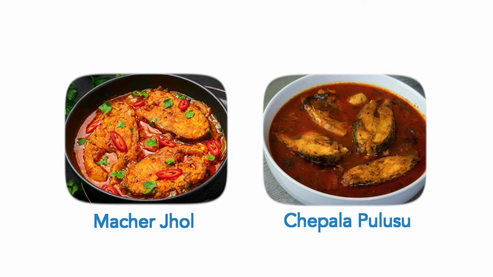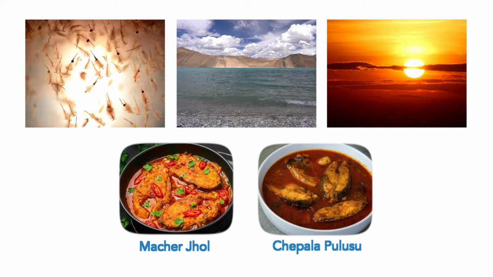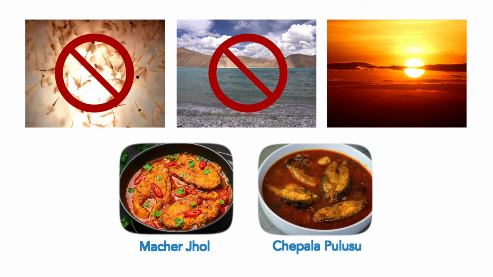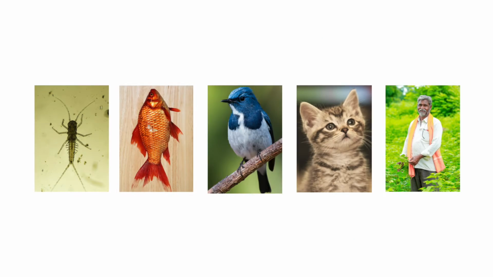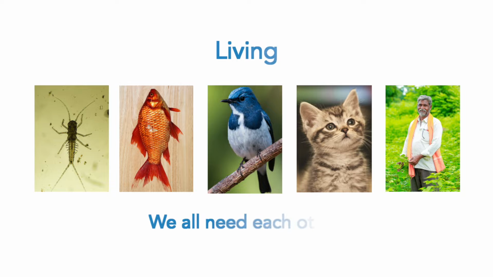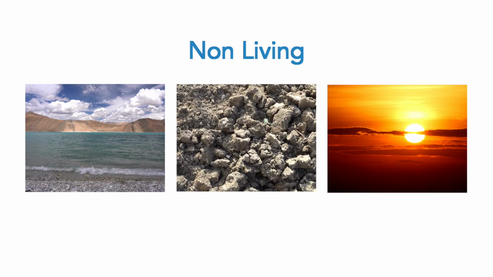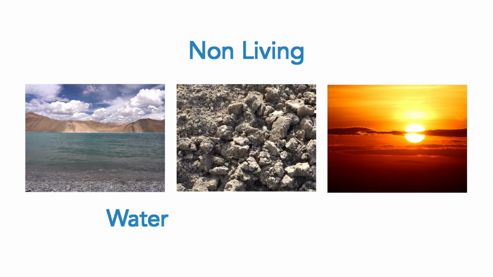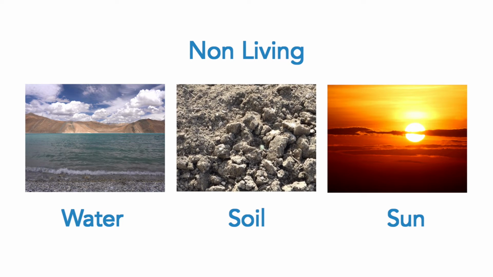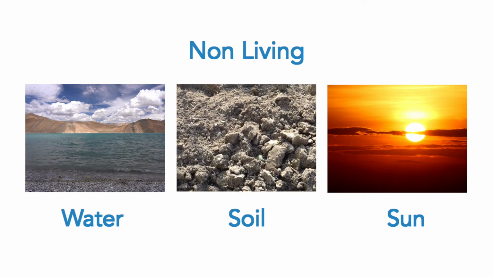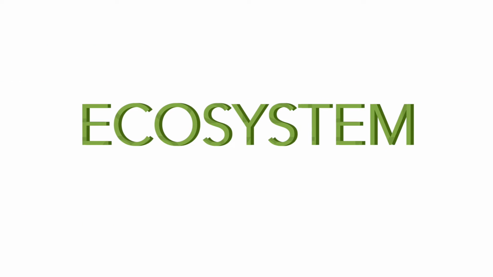Would you have gotten your tasty fish if there had been no planktons, no water in the pond, and no sunlight? The answer is no. All of the things you see now, whether they are living things like planktons, fishes, birds, animals, or us humans, need each other. Along with that, we also depend upon and interact with non-living things like water, soil, and sunlight. All of us are, in a way, part of a connected system. This connected system is called an ecosystem.